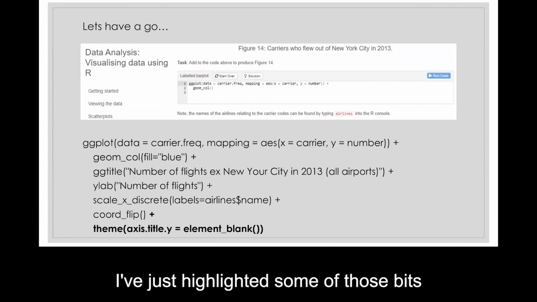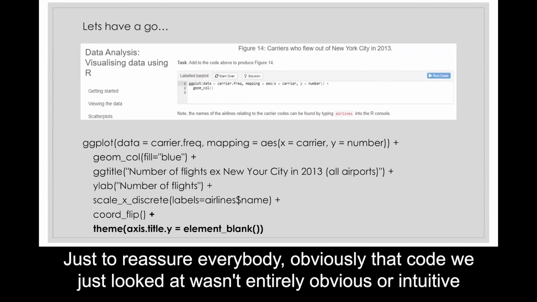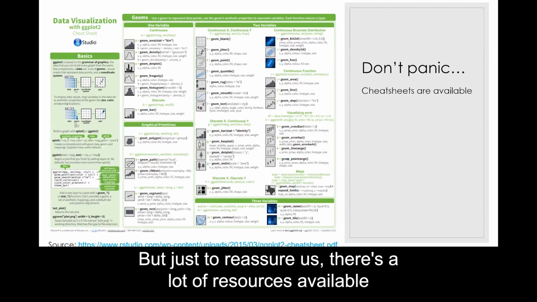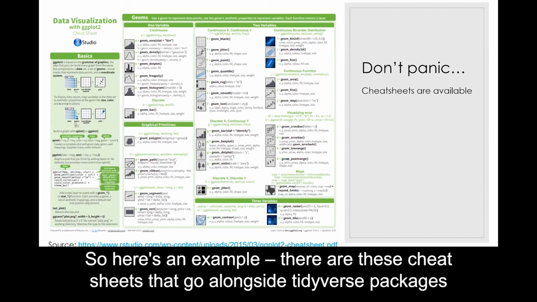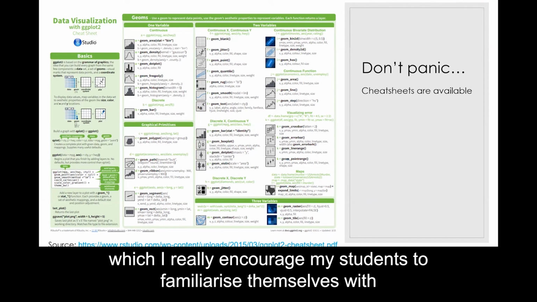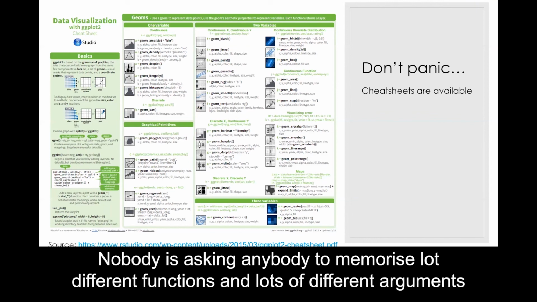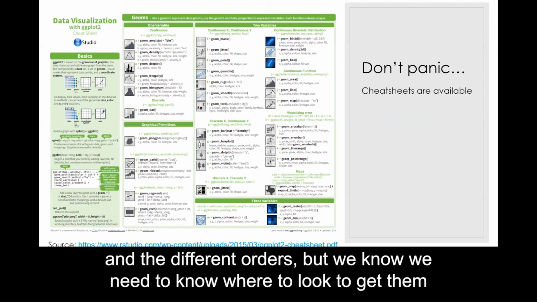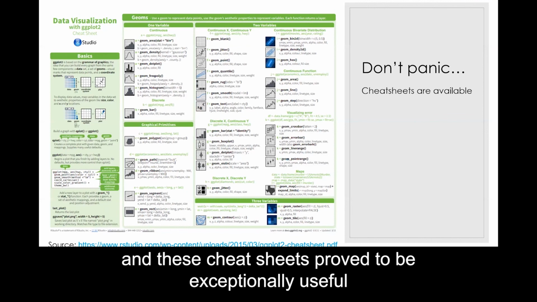So that was the code that I was going to step us through. I've just highlighted some of those bits. Now, just to reassure everybody, obviously that code we just looked at wasn't entirely obvious or intuitive, but there are a lot of resources available. So here's an example: there are these cheat sheets that go alongside these tidyverse packages, which I really encourage my students to familiarize themselves with. Nobody is asking anybody to memorize lots of different functions and arguments and the different orders, but we need to know where to look to get them. So these cheat sheets prove to be exceptionally useful.